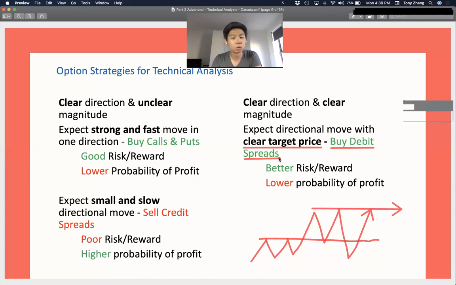Again, for those of you that are new to debit spreads or new to options trading, we have whole courses or whole education events dedicated to just these three strategies alone: buying calls and puts, selling credit spreads, and buying debit spreads.